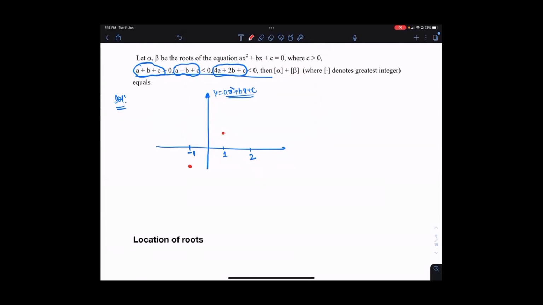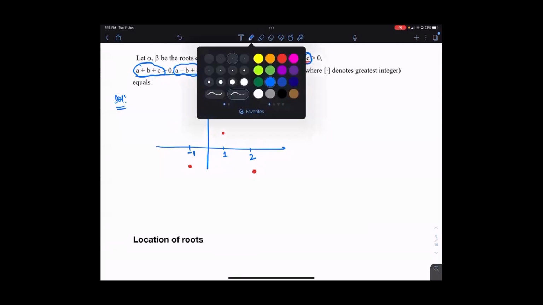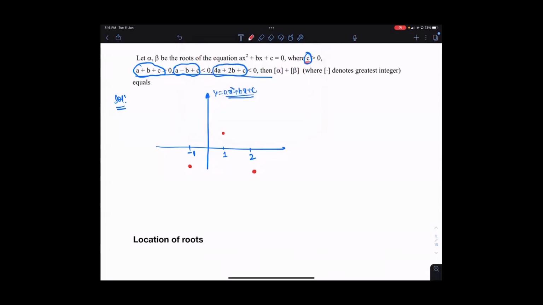Actually, there is one more piece of information given. c. When will you get c? By substituting what value of x? By substituting 0. If you put x equal to 0, the value of the expression will be c only. So if x is 0, the value of the expression is positive. So the graph will be roughly like this. The graph is nothing but a collection of all the points which give this output. Now you can see clearly that one root is between -1 and 0, and another root is between 1 and 2.